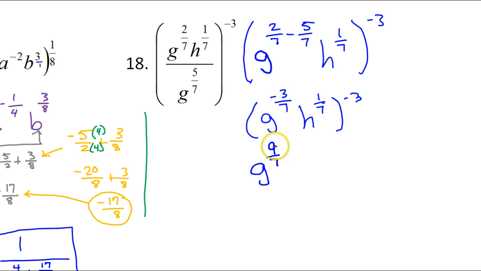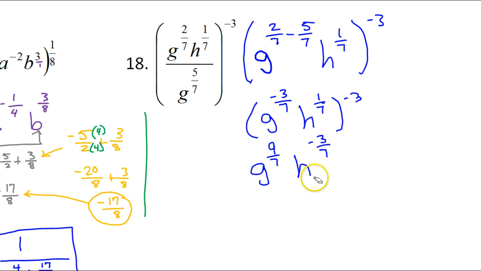Negative times negative is a positive, and I'm thinking of negative 3 over 1. So negative 3 times negative 3 is positive 9. 7 times 1 is 7. Similarly, I will have h to the negative 3 over 7 power. 1 times negative 3 is negative 3. 7 times 1 is 7. Okay, so that's what I did there.